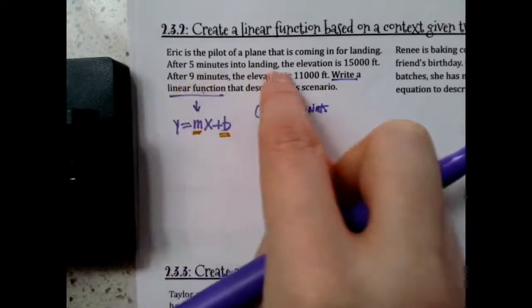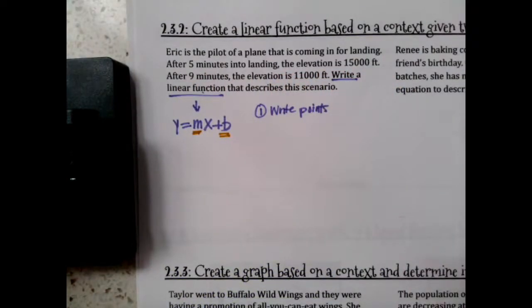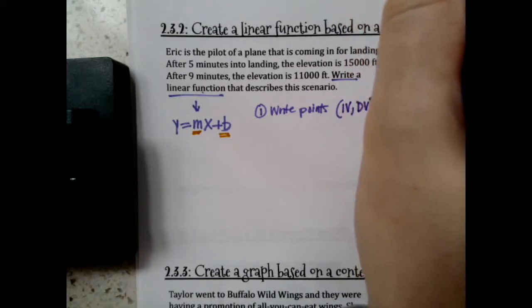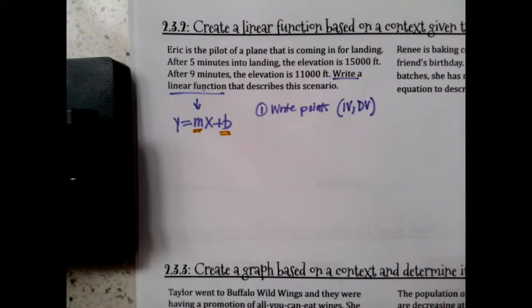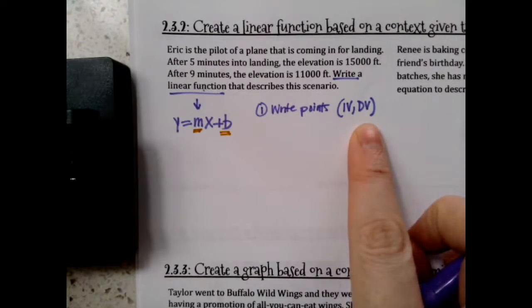5 minutes into landing, the elevation is 15,000 feet. In this scenario, we need to figure out what is independent and what is dependent, because our points need to be independent variable, comma, dependent variable. The independent variable needs to come first. Our variables are minutes and elevation, or feet. Minutes are causing the elevation to change. As minutes go by, the elevation is changing. We're getting lower and lower every minute. So our independent variable is minutes, and our dependent variable is the feet.